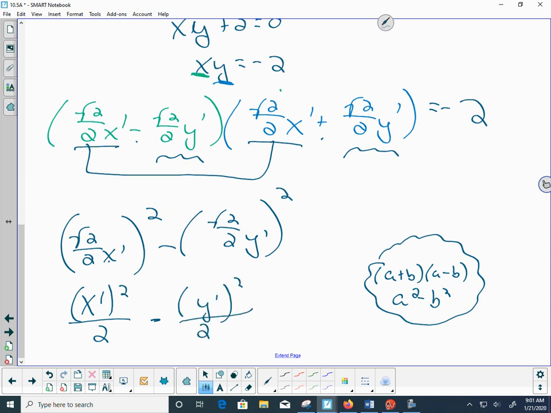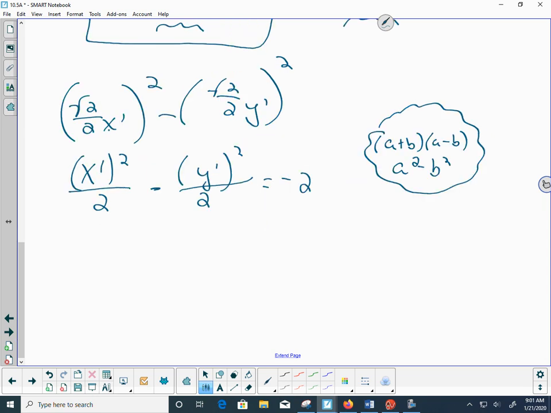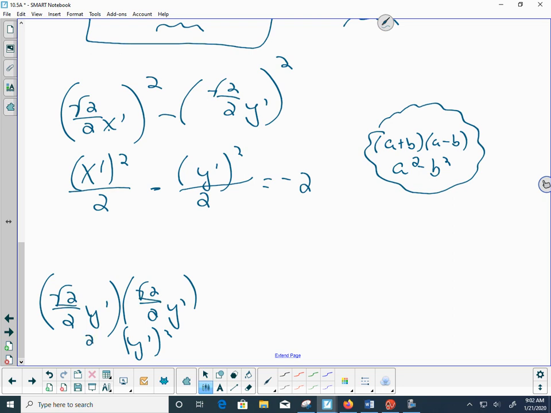Where does the square root of 2 go when you do that? Hold on. If I take the square root of 2 over 2y times the square root of 2 over 2y, that's what I'm doing when I square it, right? The square root of 2 times the square root of 2 is 2, and then 2 times 2 is 4.